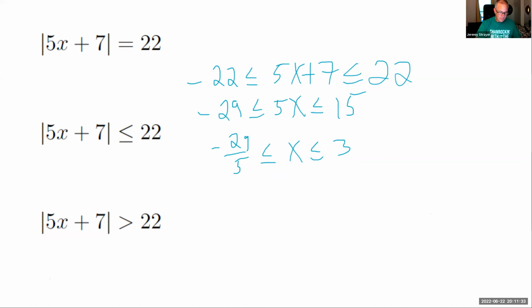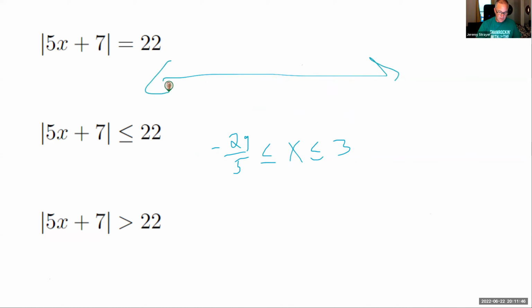Okay, well, let's take a look then. Here, this is our solution. So let's think about it on the number line, and we could write it in interval notation. So here's our number line. x could be 3, or x could be -29 over 5. Here we've got a less than or equal to sign, so that means these points are filled in. And then x is between these two values.